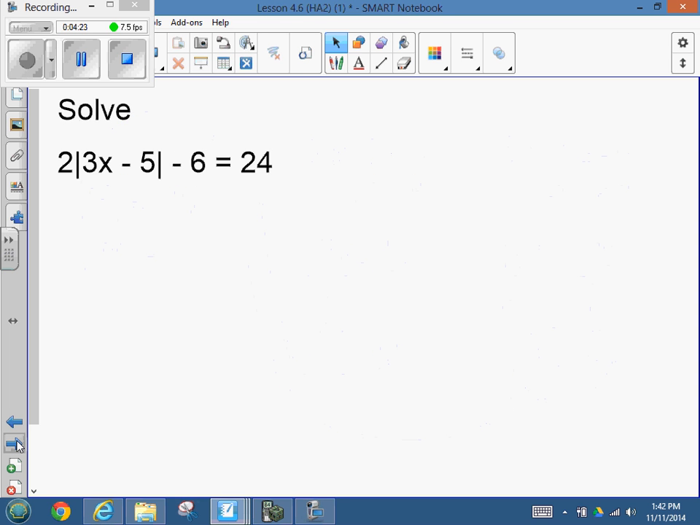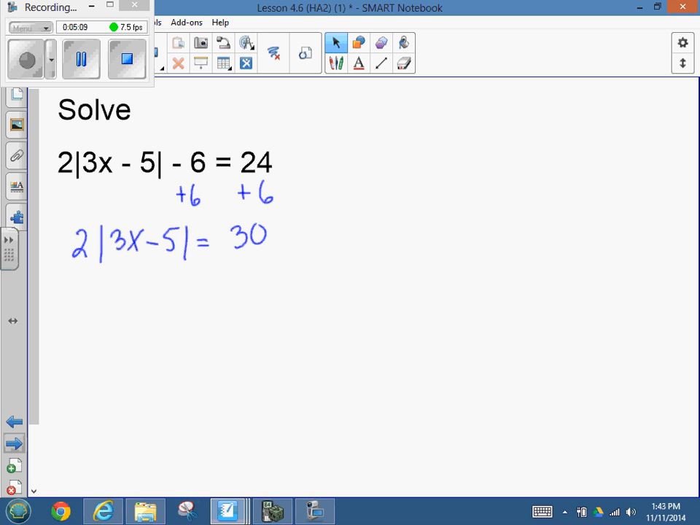Your next example, please write down 2 times the absolute value of 3x minus 5, minus 6 equals 24. You could be tempted at this point to set up two cases for plus and minus 24. That would actually, though, be incorrect. You need to first isolate the absolute value before you can set up your two different cases. So to start this problem out, you are going to need to add 6 to both sides, and 2 times the absolute value of 3x minus 5 is going to equal 30.